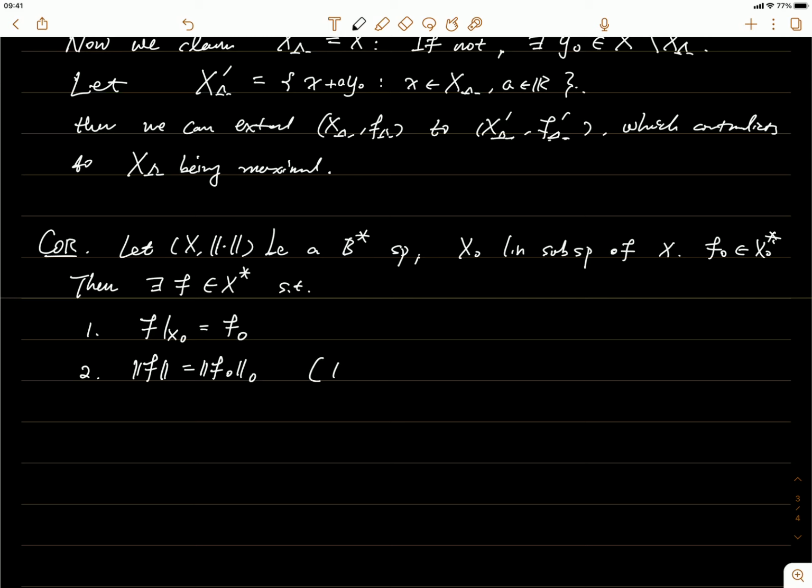This norm of F naught is the norm on this linear subspace. Oh, sorry, it's defined on X naught star, right? Which is the space of bounded linear functionals on X naught. Okay, because this is the only thing we can use to define F naught, since F naught is in here. So we can only consider the norm over here. Okay, so that's the corollary.